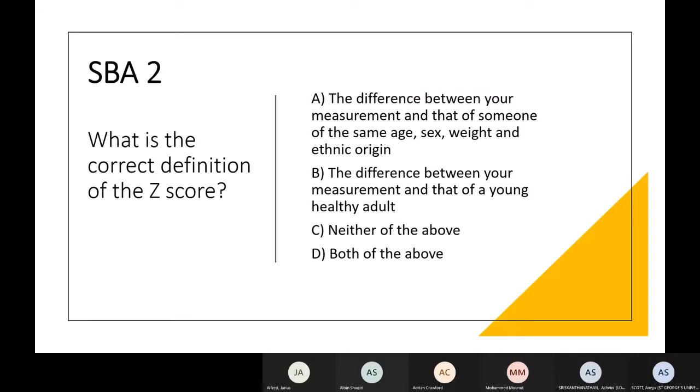So SBA 2, what is the correct definition of the Z score? And this score refers to a DEXA scan, which hopefully you've heard of, but it's an X-ray imaging technique that's used to work out someone's bone density.